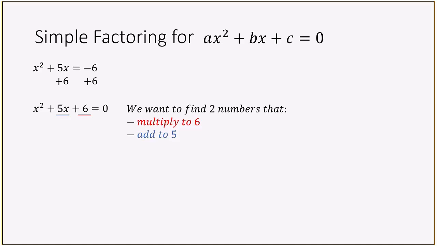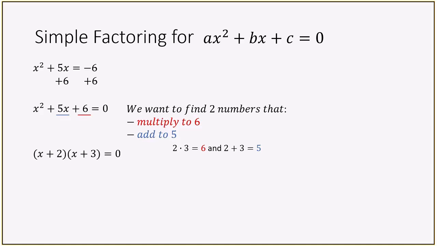So when I think about this problem, I think, okay, what multiplies to 6? Well, 1 times 6 does, but that doesn't add to 5. 2 times 3 gets me 6, and 2 plus 3 gets me 5. And so I've solved the problem. I've guessed and checked and figured out what two numbers multiply to get me 6 and add to get me 5. And so then I just rewrite my expression in factored form.